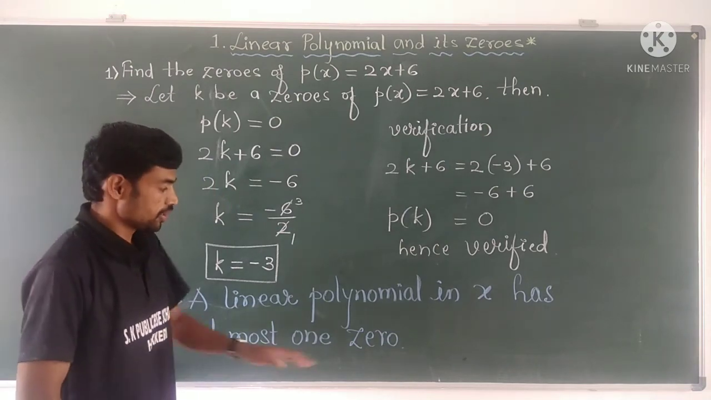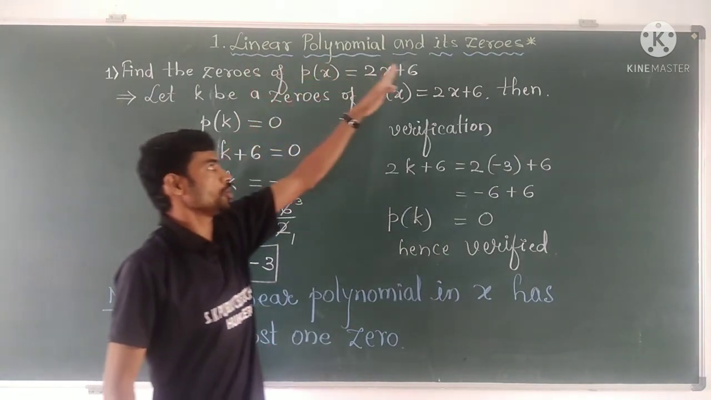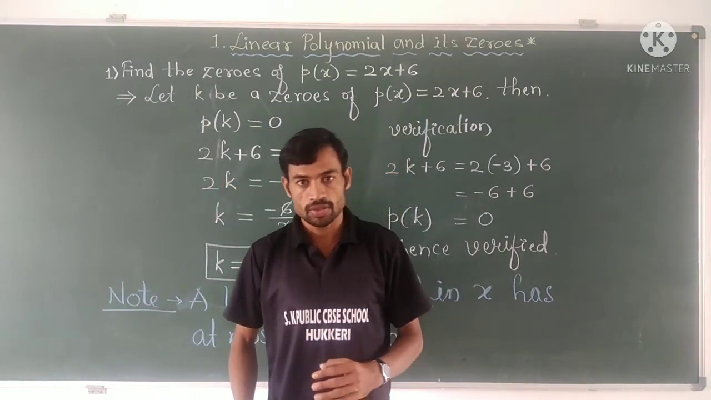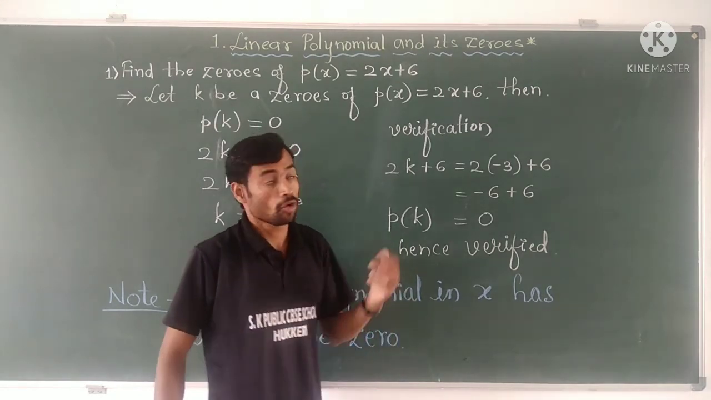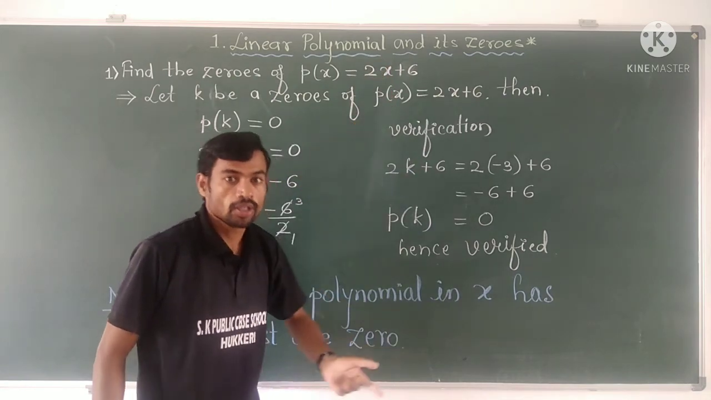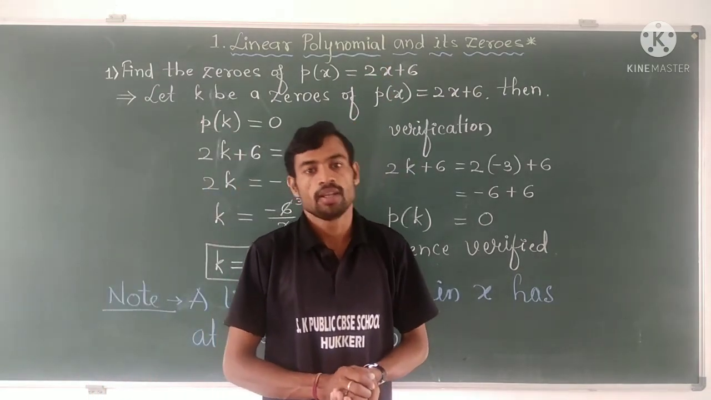So this is the entire information about linear polynomial and its zeros with examples. In the next class we will discuss another type of polynomial, that is the quadratic polynomial and its zeros. So till then, take care.